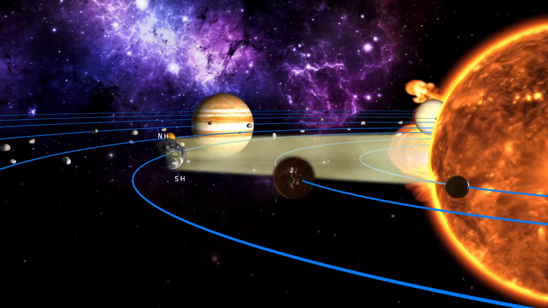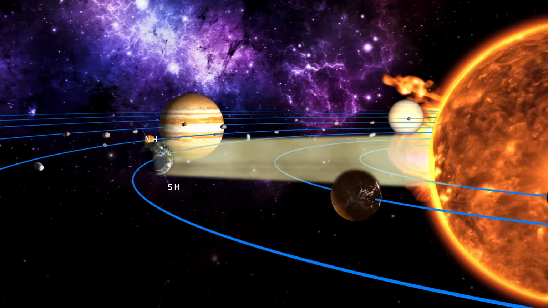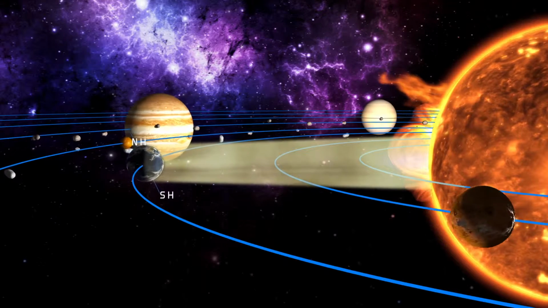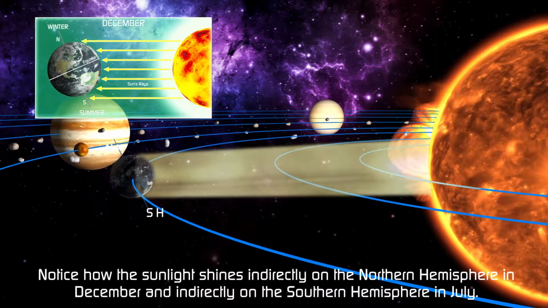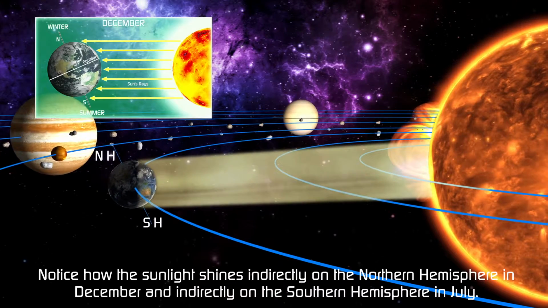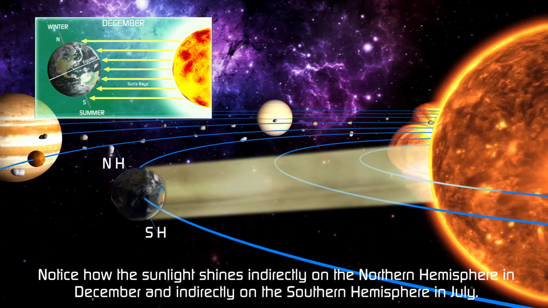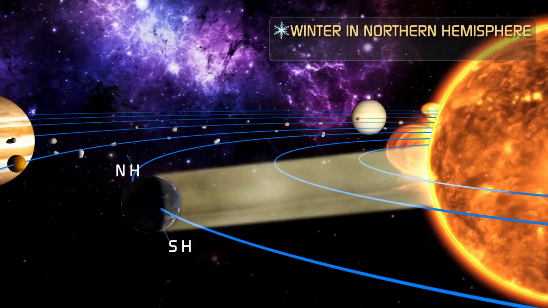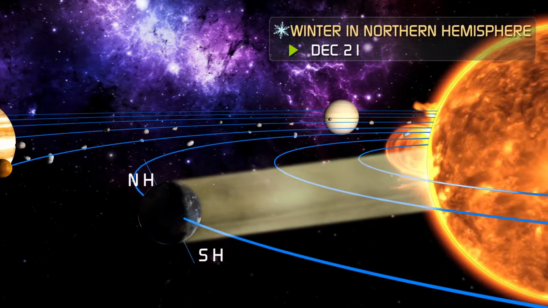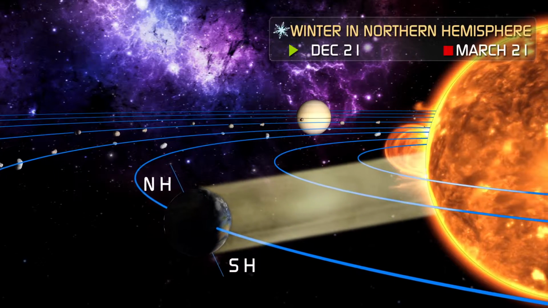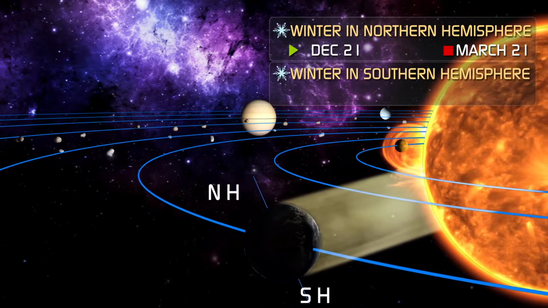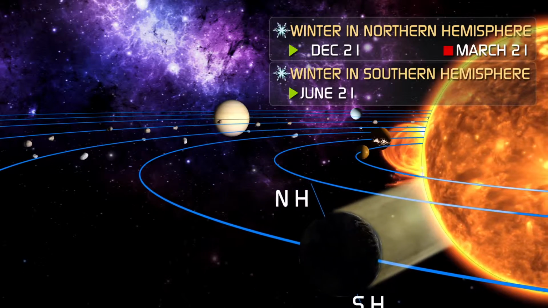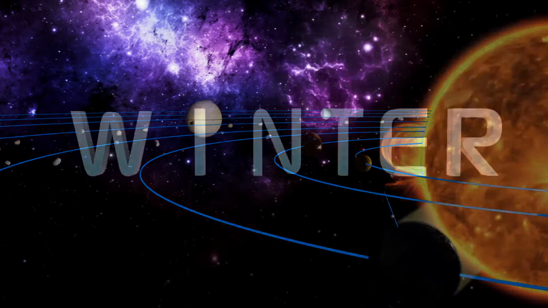Look at how the Earth is tilted away from the Sun in its orbit around the Sun. Notice how the sunlight shines indirectly on the northern hemisphere in December and directly on the southern hemisphere in July. Winter in the northern hemisphere starts on December 21st and ends on March 21st. Winter in the southern hemisphere starts on June 21st and ends on September 21st.